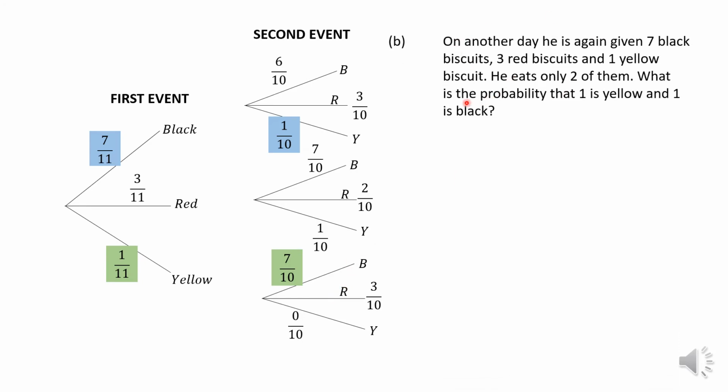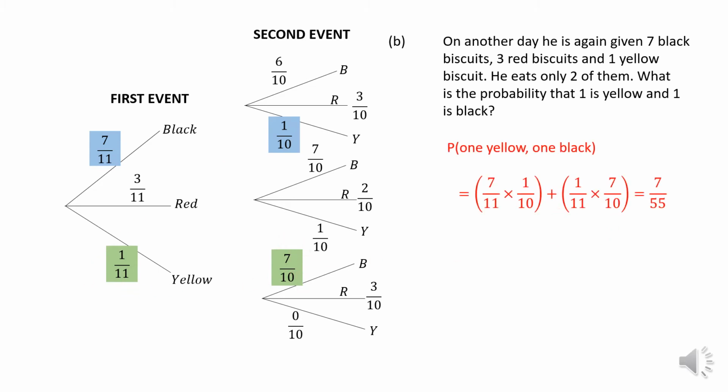When you bring that particular question back, I was asking what is the probability that one is yellow and one is black. It is 7 over 11 times 1 over 10, because we're going along the branches. Then add again 1 over 11 times 7 over 10. And that is how you get the probability of 7 over 55.